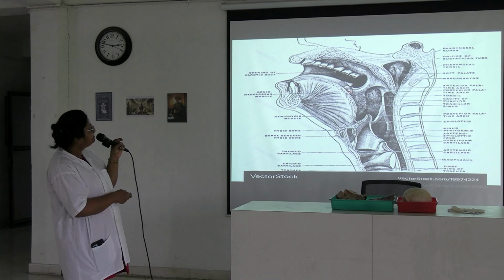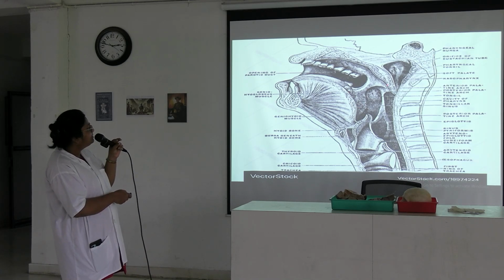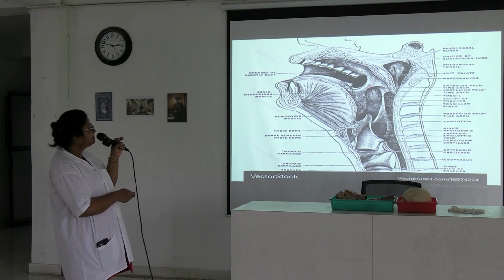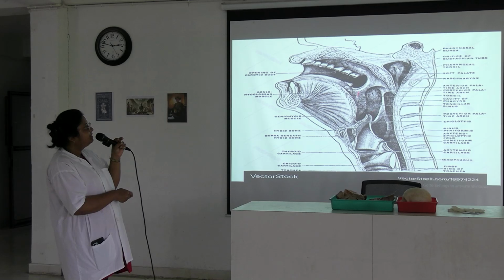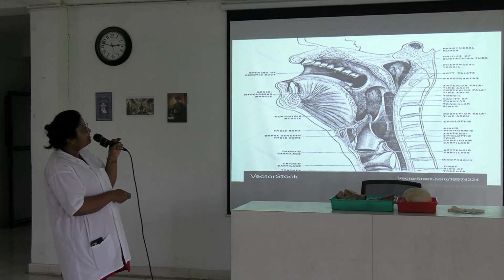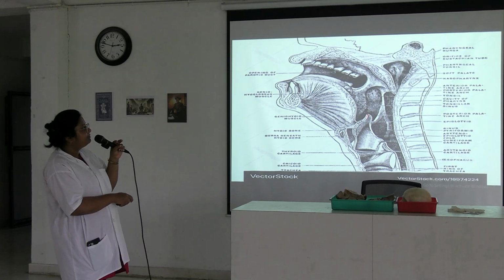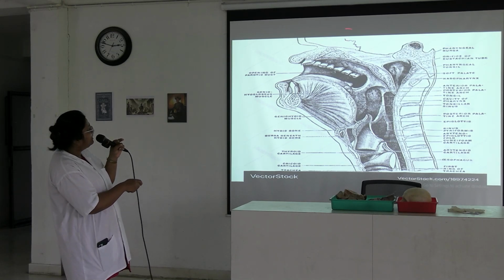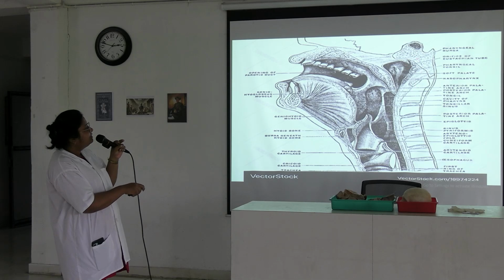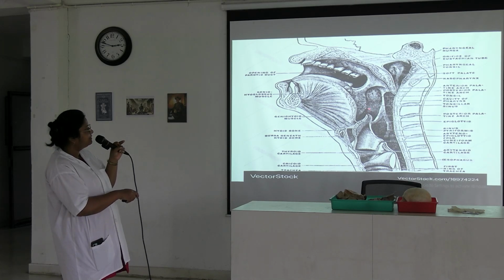These folds are prominently visible. This is the tonsillar fossa, palatoglossal arch, palatopharyngeal arch, and here in this region, pyriform fossa. This is the nasal cavity, the nasopharyngeal opening of the auditory tube. Nasopharynx. This part is oropharynx, laryngopharynx.